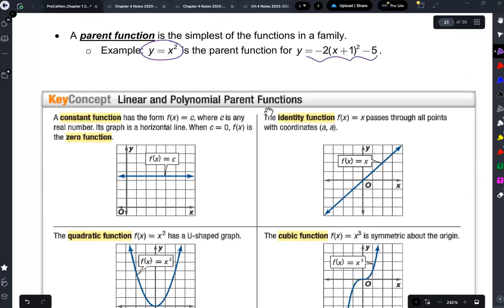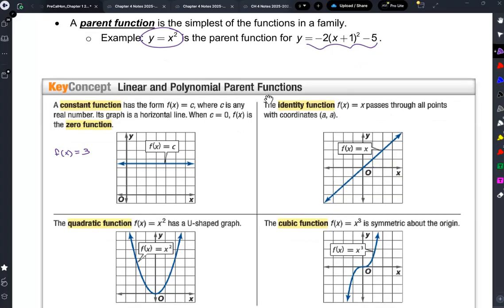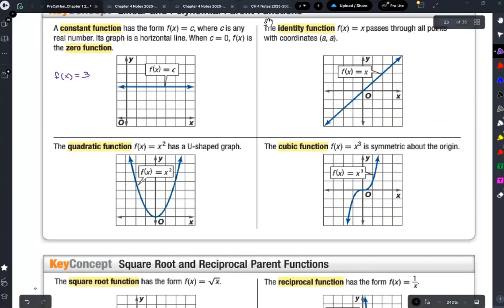Okay, so in the past, we've come across a constant function, so for example, f of x is equal to 3, that's the constant function. The identity function, f of x equals x. Why is it an identity function? Because if x is 1, y is 1. It's like an identity. If x is negative 2, y is negative 2. We have the quadratic function, which gives you a parabola. And then we have the cubic function, which gives you this.